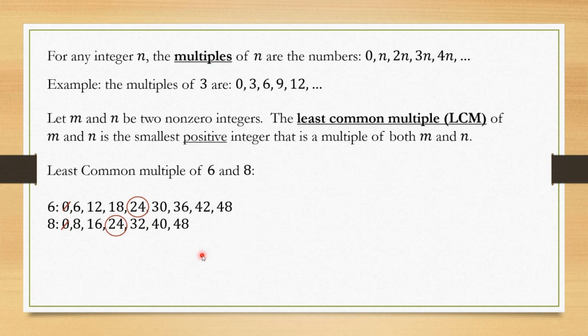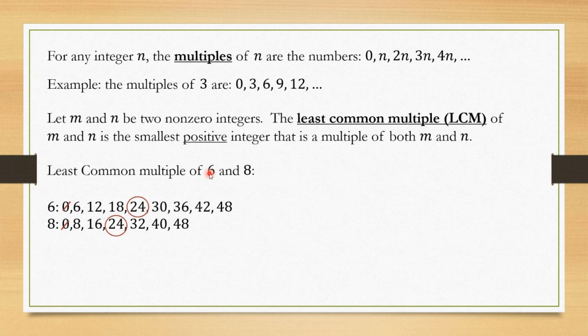I mean, there is another common multiple, right? We have 48, which is actually 6 times 8, but 24 is smaller and positive. That's the least common multiple. Okay, that's good. There are actually fancy ways to find the least common multiple, but those ways involve more advanced number theory. But for now, all we can do is list the common multiples.